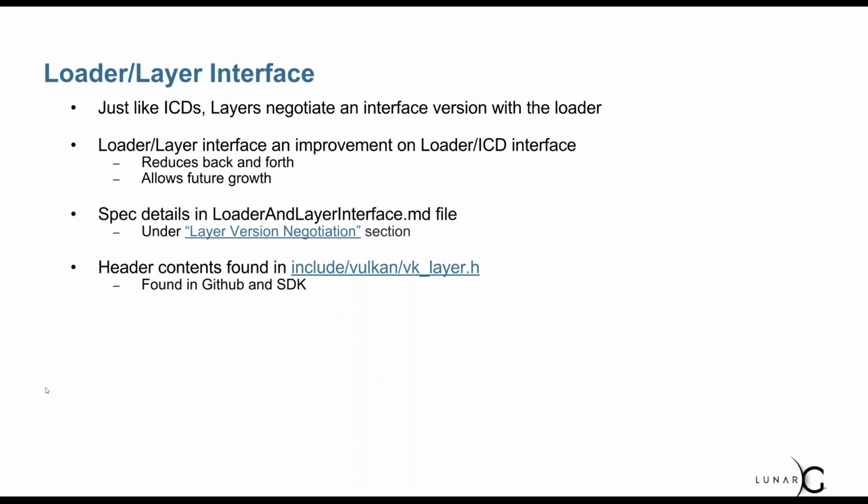Much like the ICDs, the layer interface is specified in this file that we keep on bringing up, the loader and layer interface. And we also have a header here which has the information about layers. It's called vk_layer.h. If you want to write a layer, this is what you're going to want to use. You'll include this file. So poking through this file is really useful if you want to see the details of how all of this works in code.